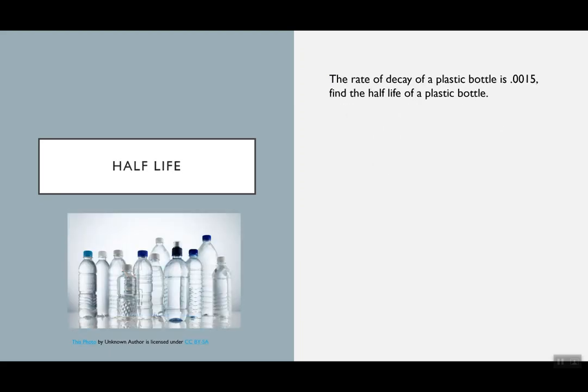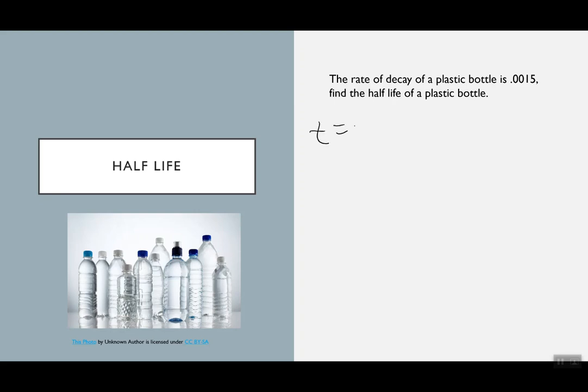Okay, so let's flip it and let's go back to half-life. So this one, I decided we would use a couple of things that we all see every day. So let's start with plastic bottles. This says the rate of decay of a plastic bottle is 0.0015. And this is years again because I didn't say anything else. So I want to find the half-life of a plastic bottle.